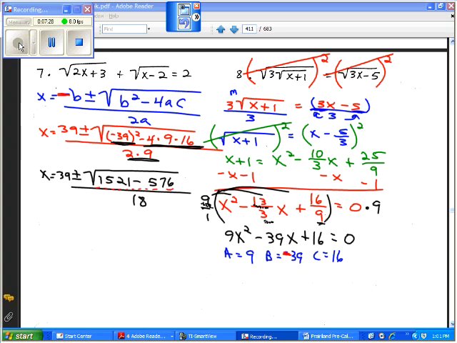Now we're going to do the subtraction in there. We'll have x is equal to 39 plus or minus the square root of 1521 minus 576 is 945.